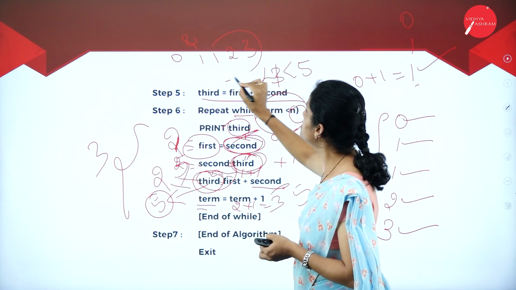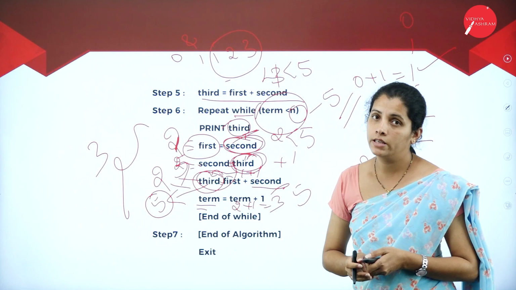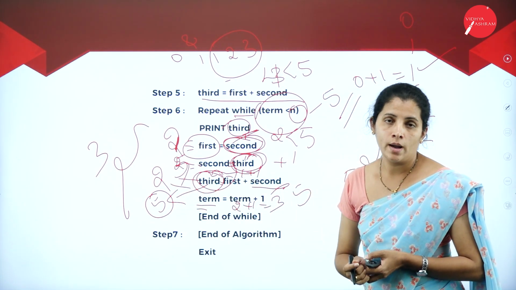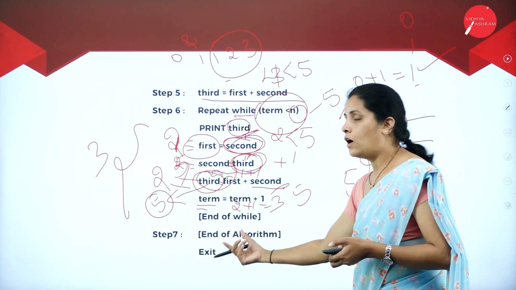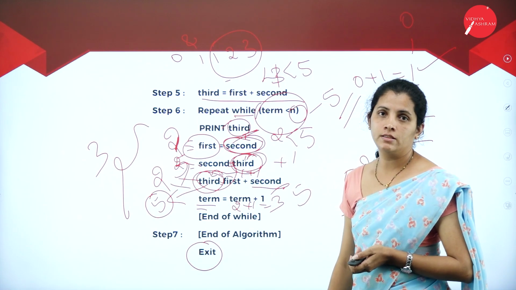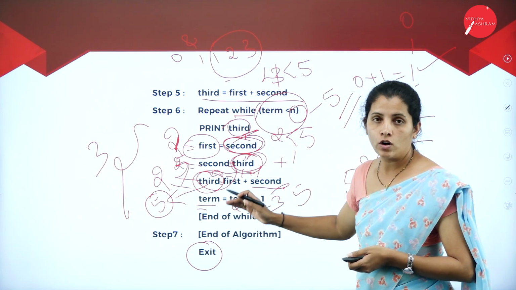So how many times the for loop is going to execute here? That is 3 times. And at the end, what I'm going to do? I'm going to end my algorithm. So I'm going to use exit function that indicates that this is the end of my algorithm.